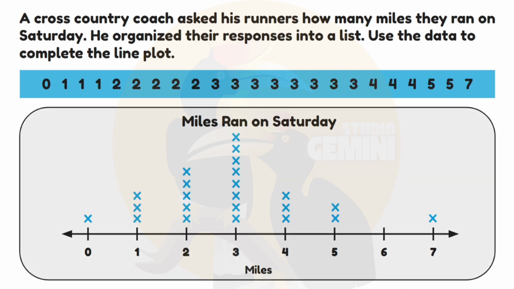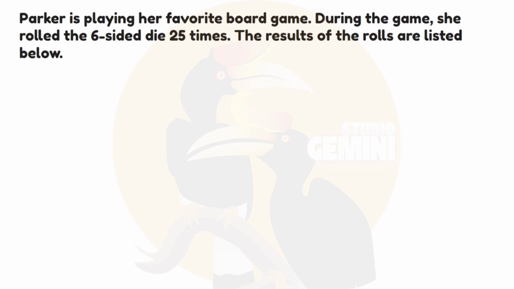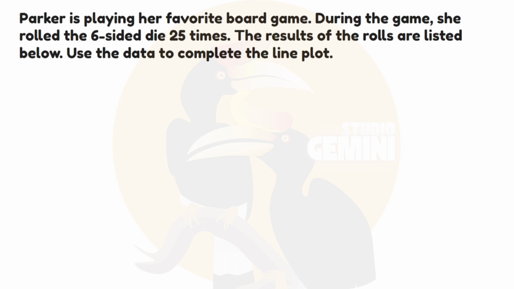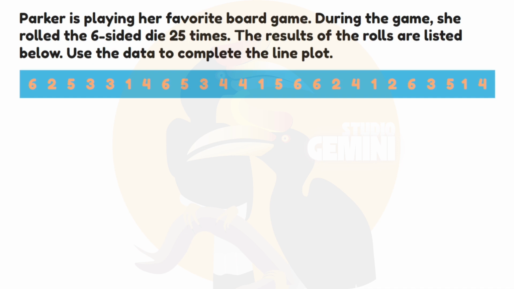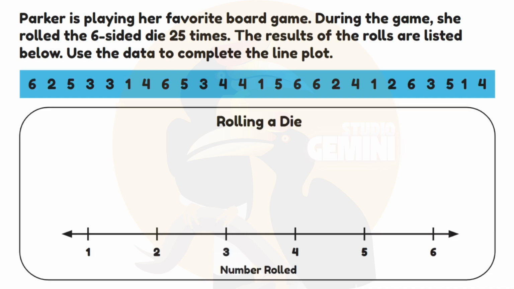How about another one? Parker is playing her favorite board game. During the game, she rolled the 6-sided die 25 times. The results of the rolls are listed below. Use the data to complete the line plot. Here is our data showing Parker's rolls. Unlike our last problem, this list is not organized from least to greatest. Here is our line plot. Each X will represent 1 roll of the die.